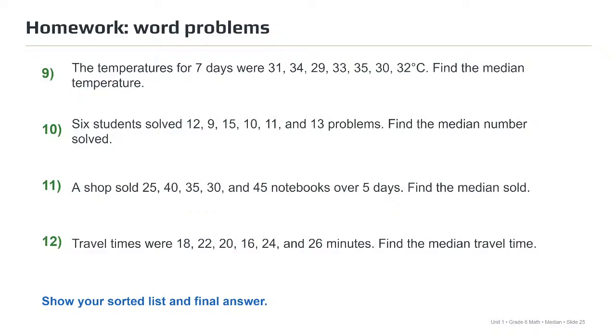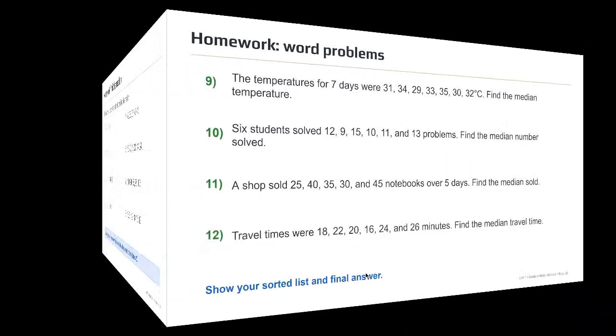Okay, number 12. 12 times: 18, 22, 20, 16, 24, and 26 minutes. Find the median job time. Show your sorted list and find the answer. And okay, this is all the homework. I messed up, sorry again.